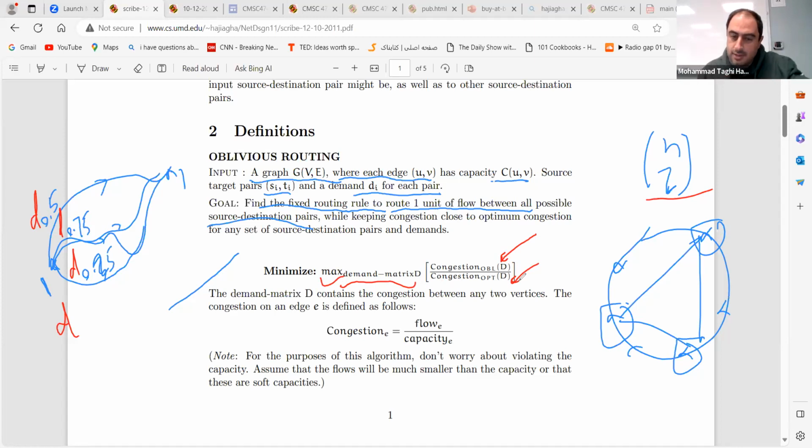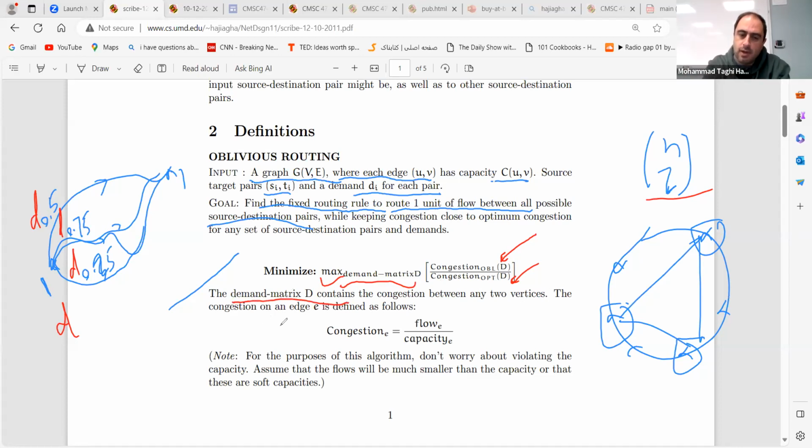So you try to essentially minimize. You want to create rules such that for any demand matrix, you have a bound or guarantee on the cost of the oblivious solution, the one that is just using these fixed rules, versus the solution that is essentially optimum for this.